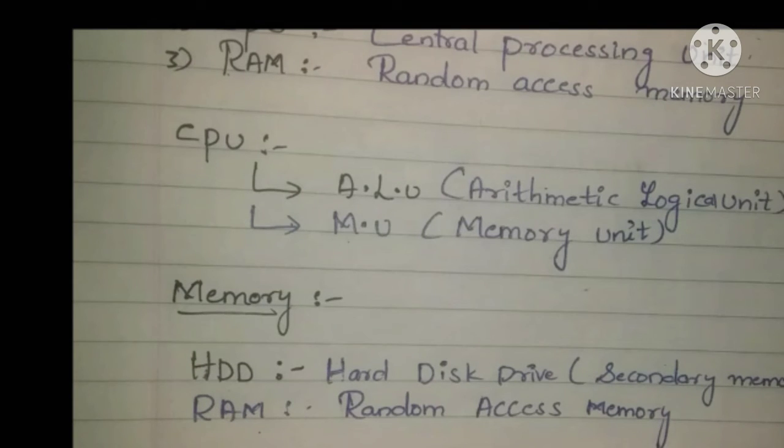Random access memory is the primary memory unit and HDD is the secondary memory unit.